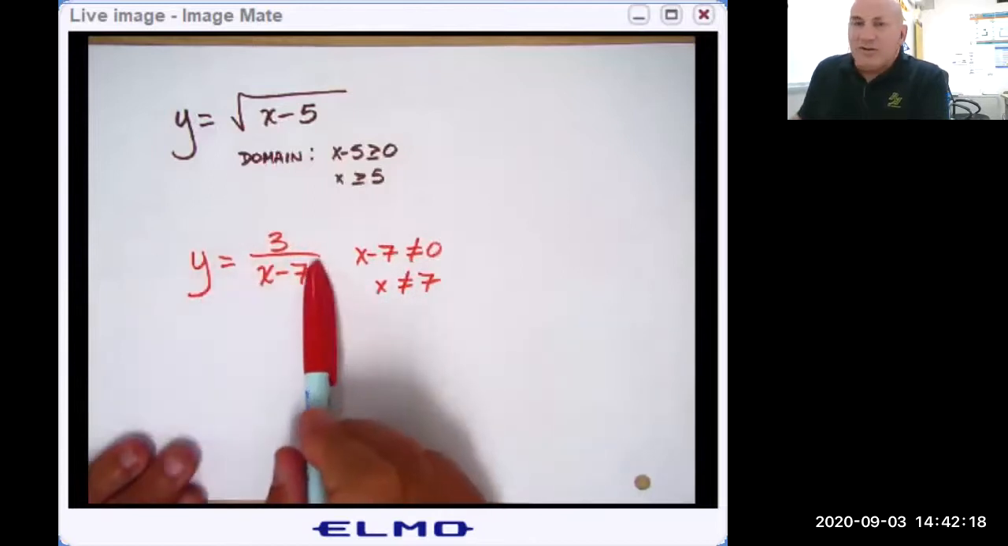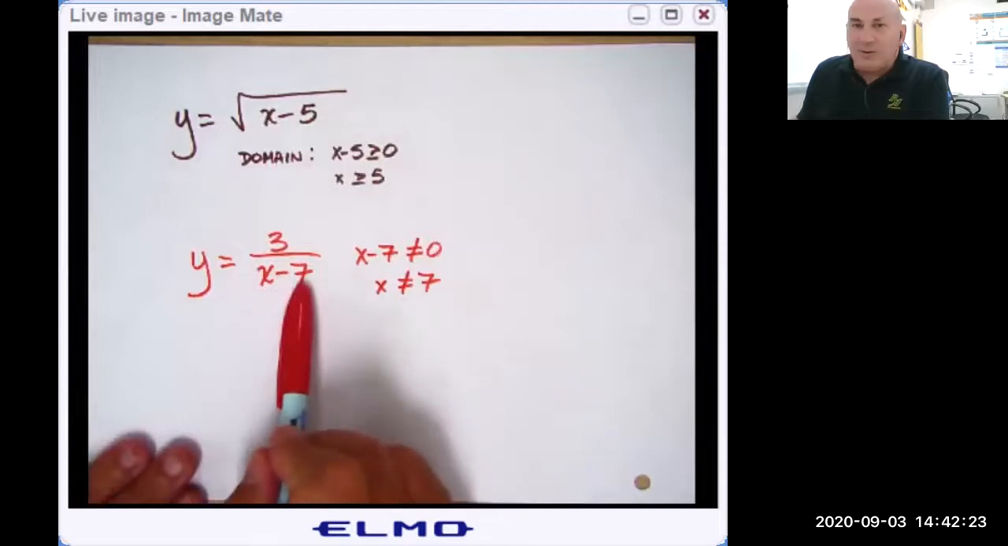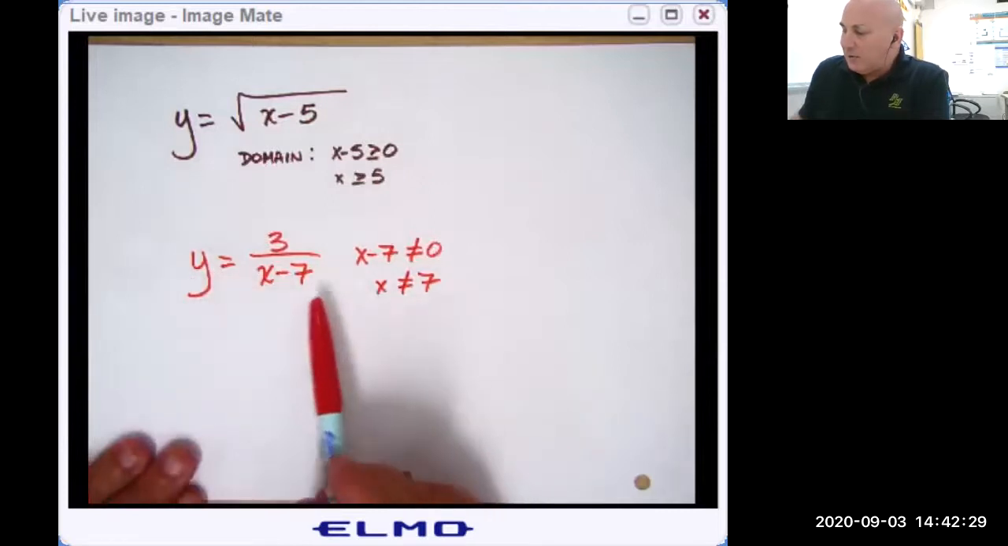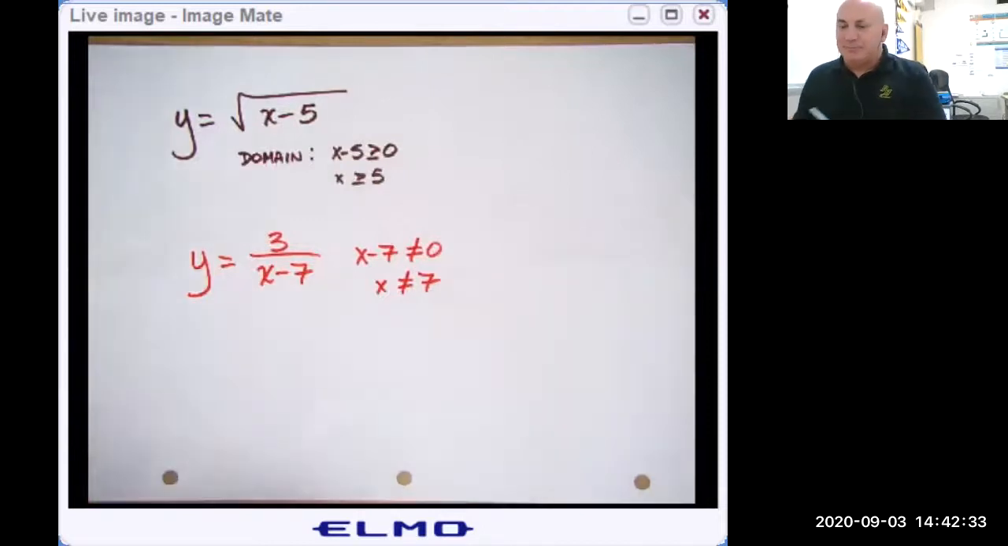This function, the only place where there's a problem is if the denominator is equal to 0. That's the only number that would not give you a real number value of y. So the domain is any value of x except 7.